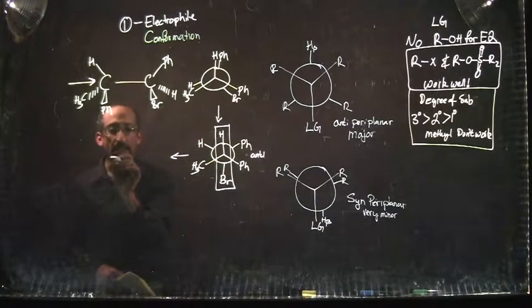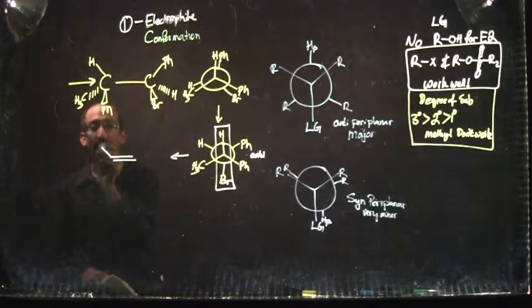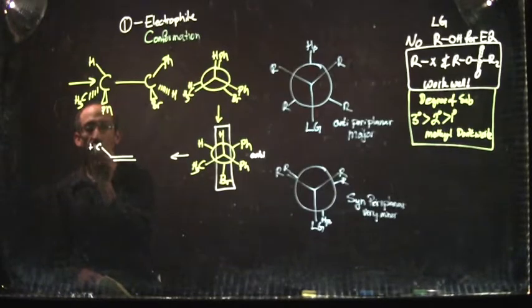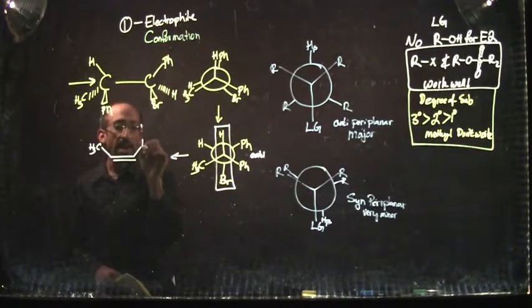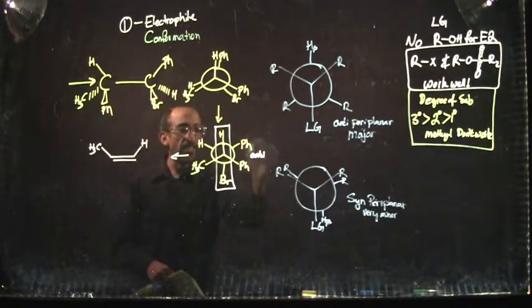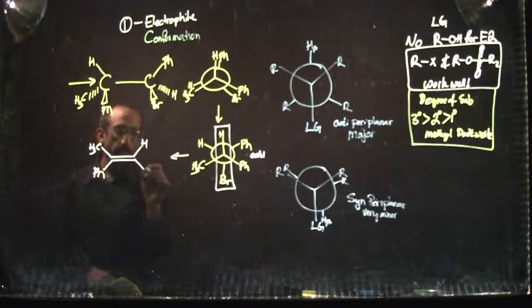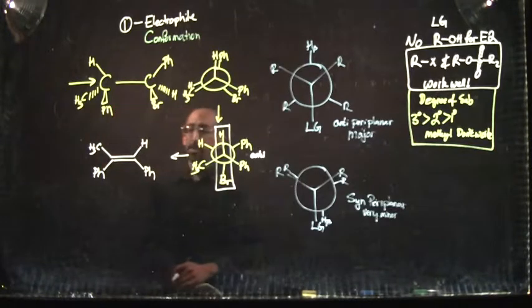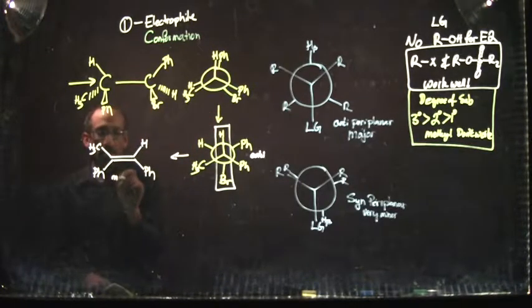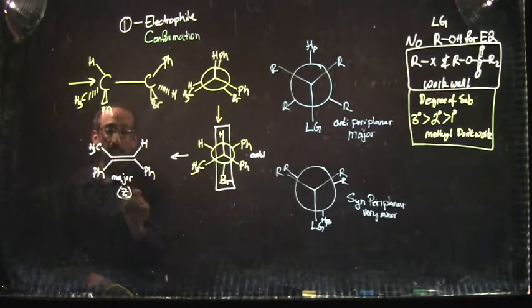On one face of the alkene, I'll have my methyl and my hydrogen, and on the other face of my alkene will be my two phenyl rings. And so then this now is going to be my major product, which actually has a Z conformation.